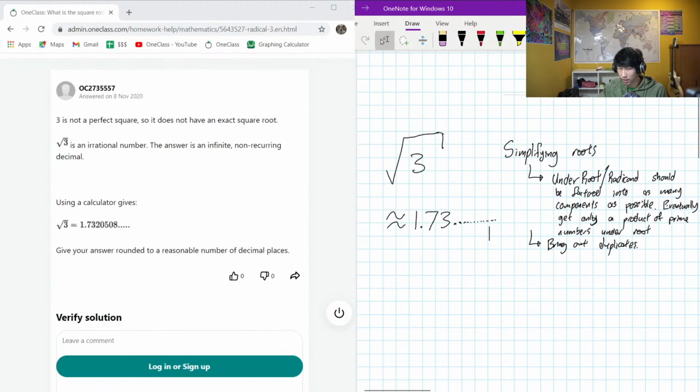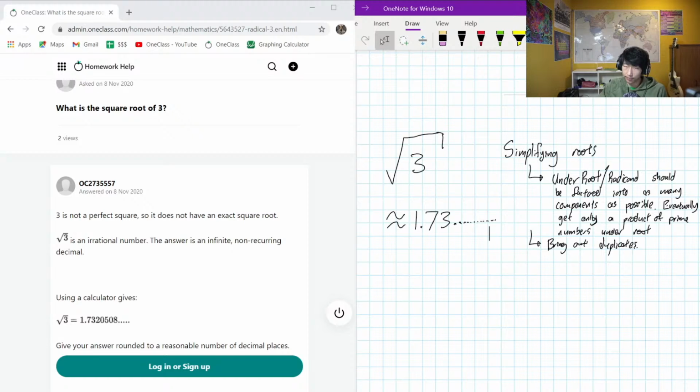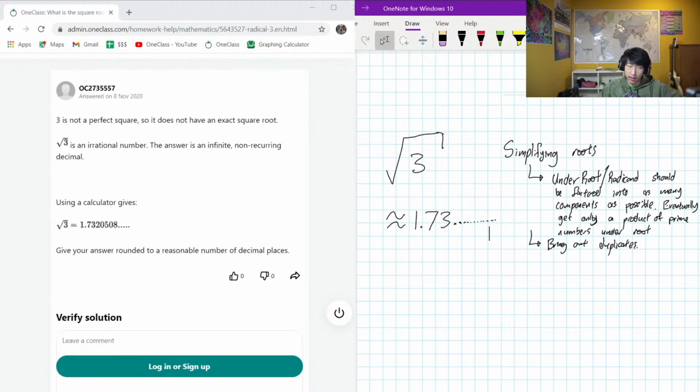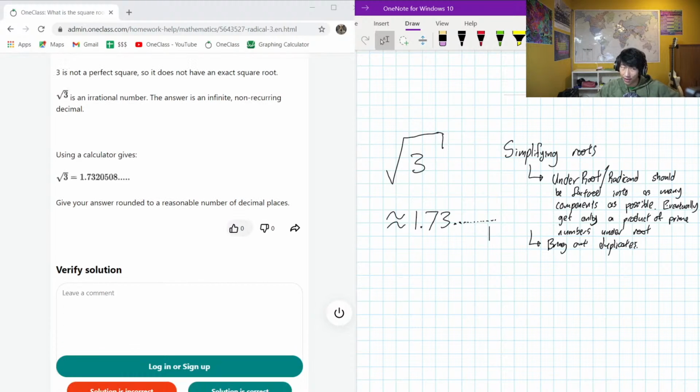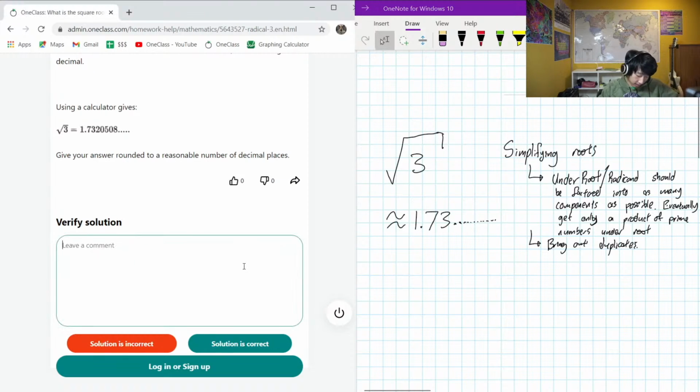Okay, so the amount of decimal places that you write depends on the level of precision that you need. If you're doing something that is extremely high precision, like nuclear physics, you're going to want a lot of decimal places. But if you're just doing this on a math test, maybe 1.73 should be pretty much good. All right, so fairly straightforward question with a fairly straightforward answer.